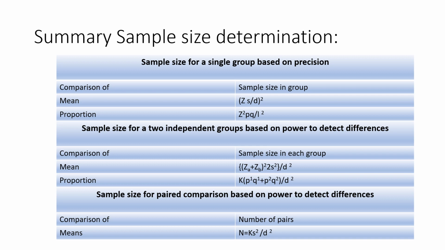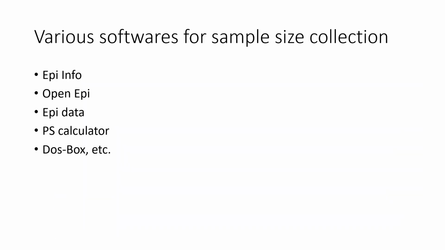For the proportions, you have k, that is again the constant, z alpha plus z beta square, multiplied by p1 q1 plus p2 q2 by d square. And for paired detection of difference, they have n k s square by d square, where n is the number of pairs.